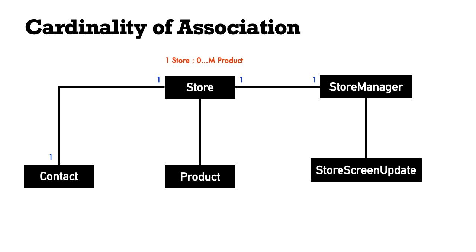Then we update our class diagram. We put 1 at class store and 0-to-many at class product. Our detailed design is almost complete. Now it is your turn to define the association's cardinality between store manager and store screen update. Draw the cardinality in the class notebook.